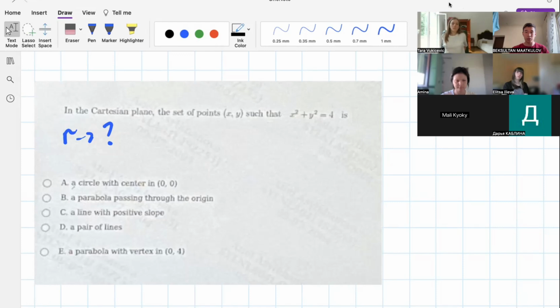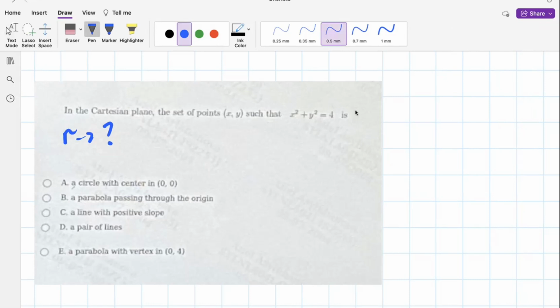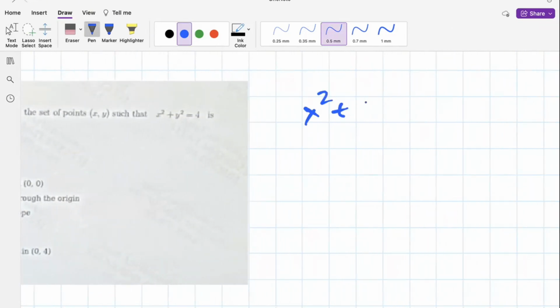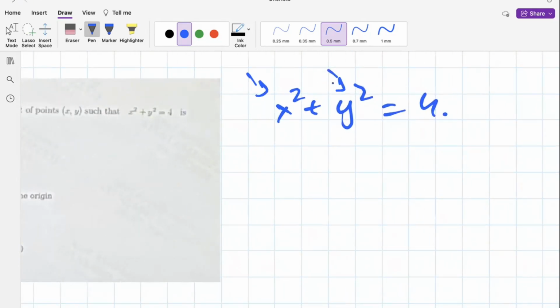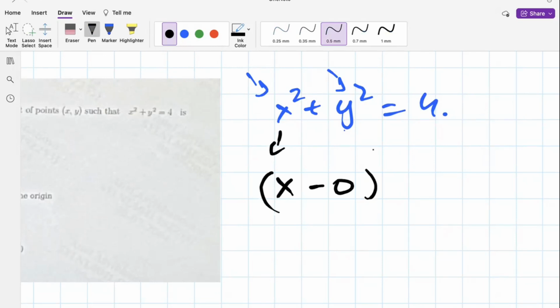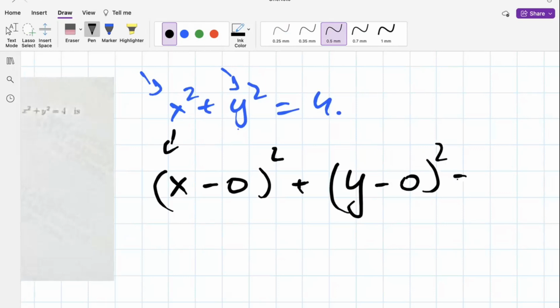Okay, good. All of you answered correctly. So let me try to solve it. In this case, you have x squared plus y squared equals 4. Anytime you have something squared plus something squared, where one something is your x and the other is your y, so if your x variable is squared and y variable is squared, most probably this is a circle. If you want to find the center of the circle, you can represent it this way: (x minus 0) squared plus (y minus 0) squared equals 4.